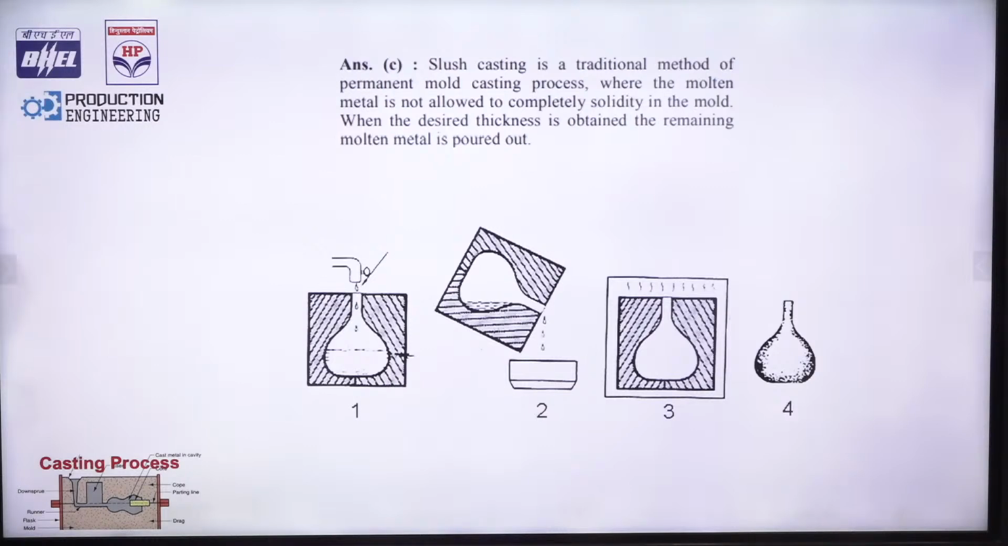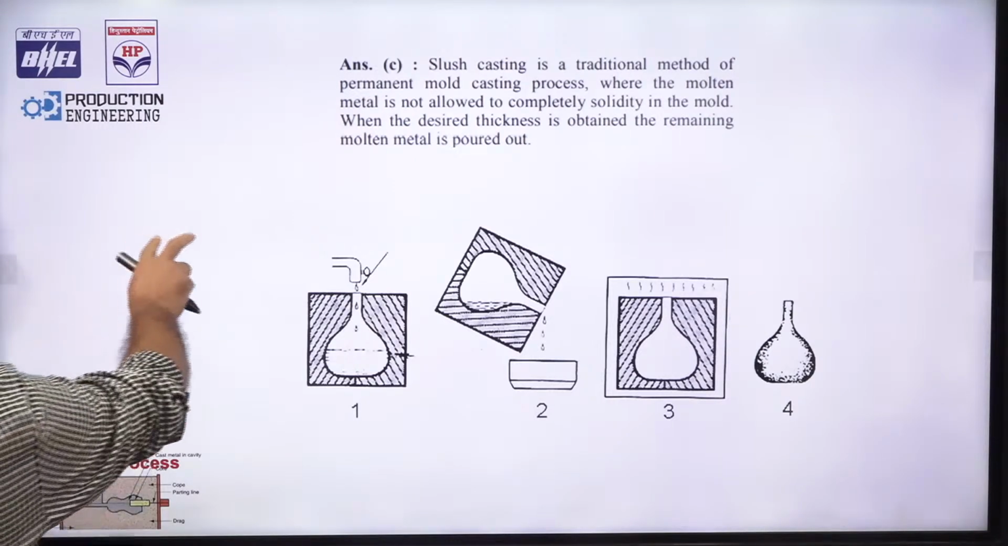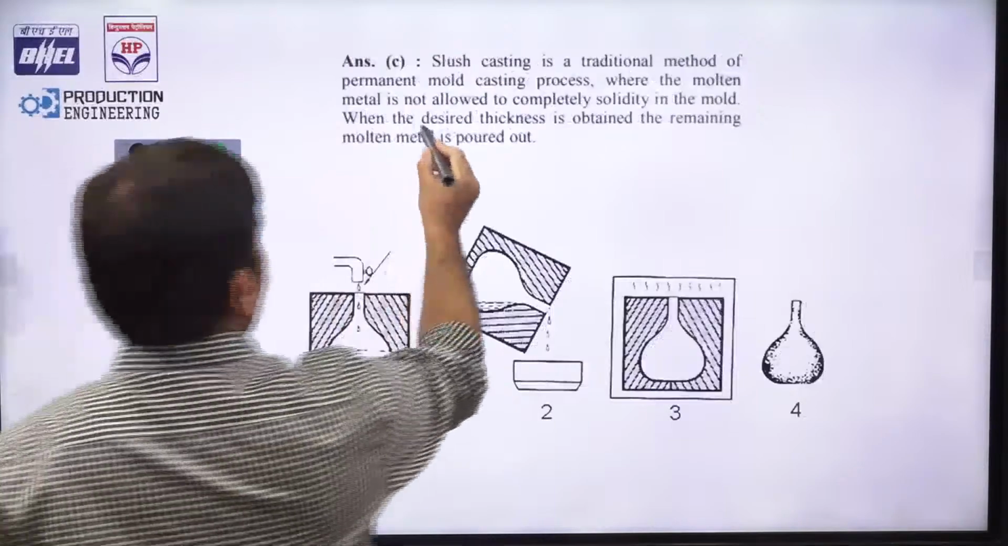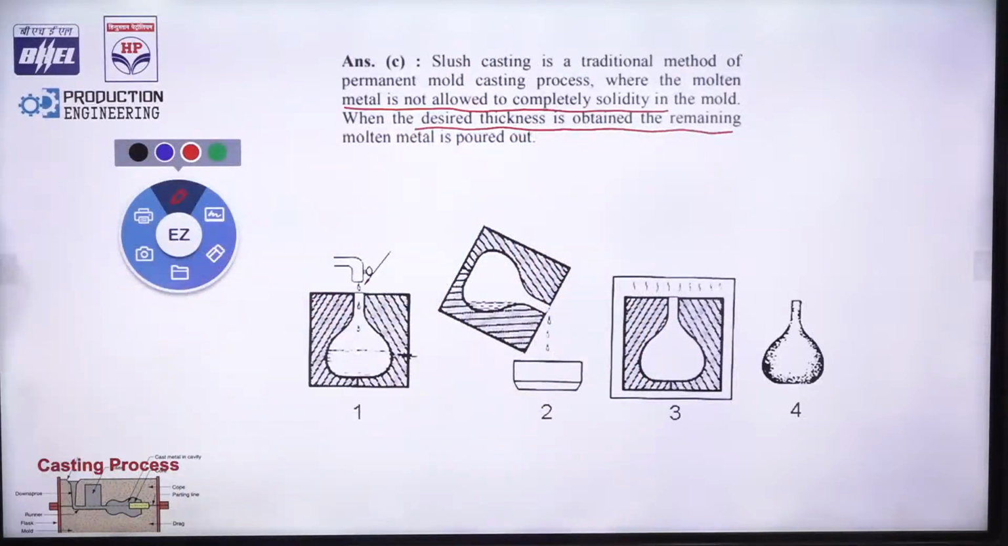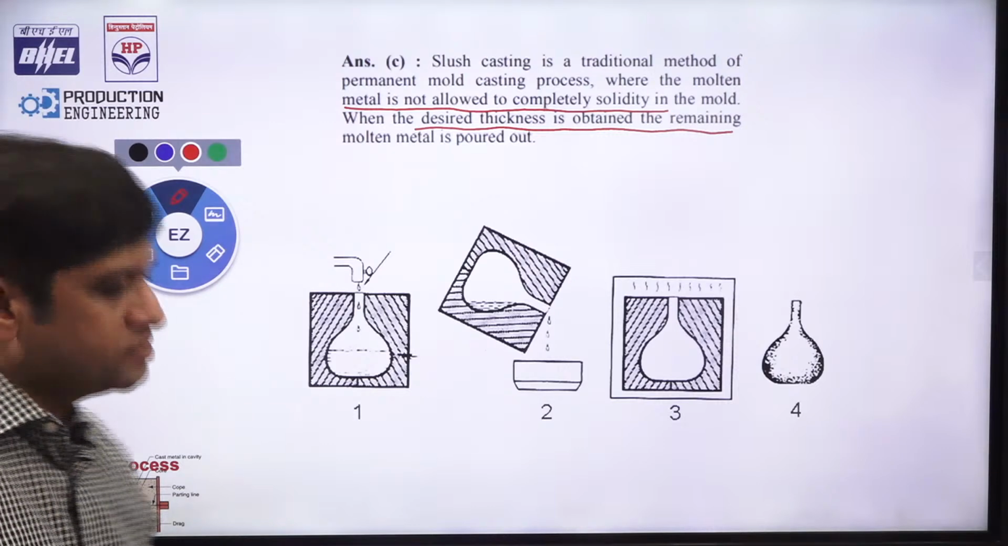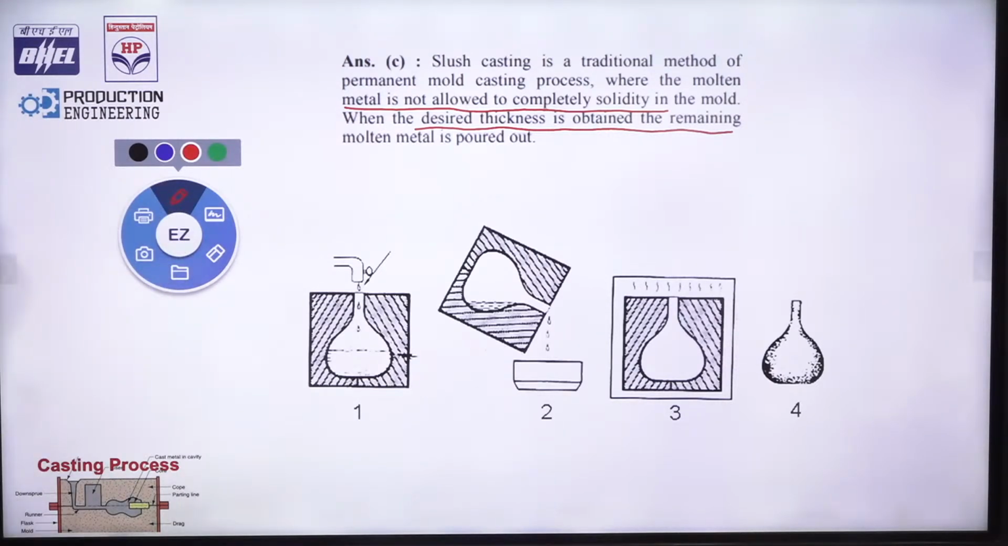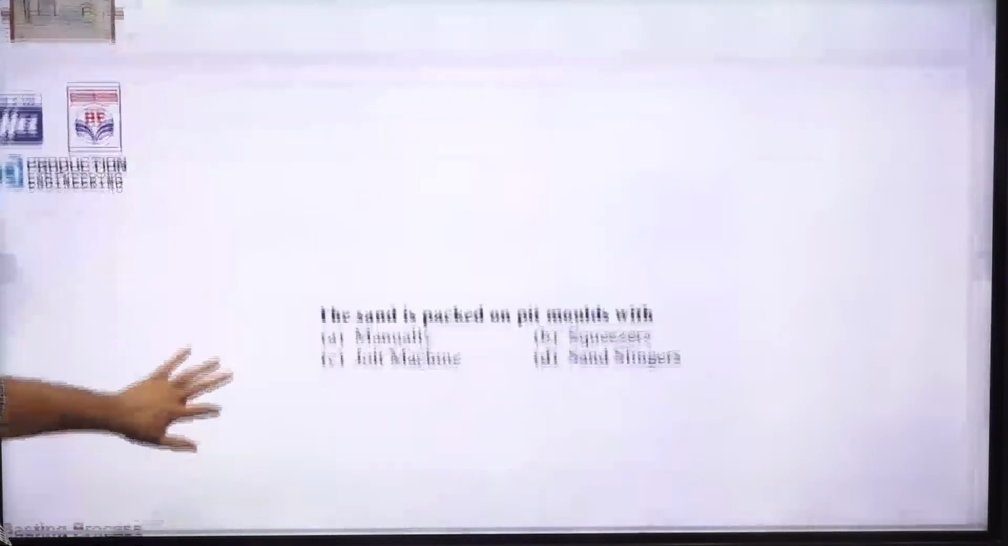You have a permanent mold. The molten metal does not completely solidify. So see this. The desired thickness is obtained because the molten metal is not allowed to completely solidify. You don't let it totally solidify. The desired thickness is obtained by removing the molten metal. So a typical example for ornaments is slush casting.